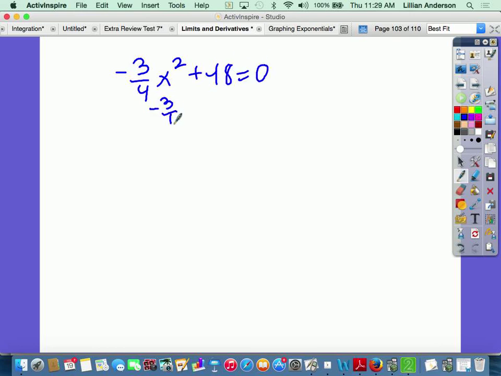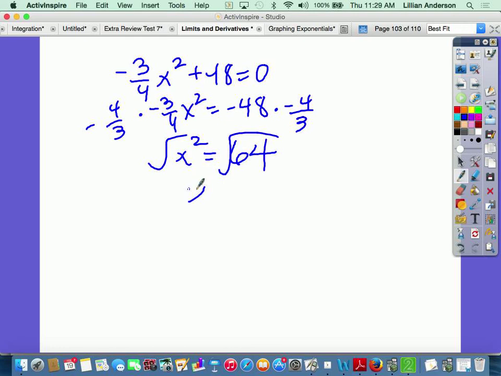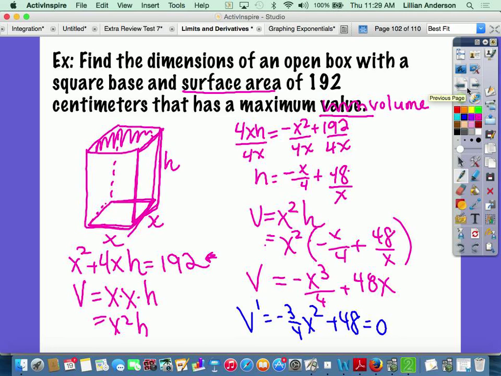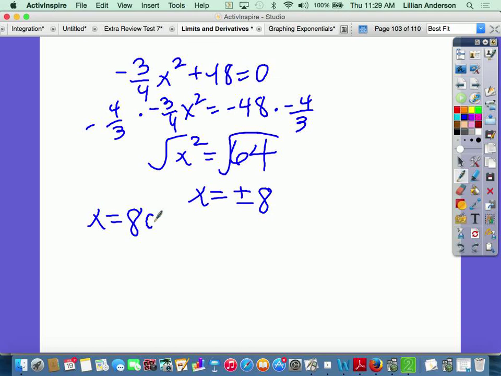So I'm going to subtract 48 to the other side. Okay, I'm going to multiply by a negative 4/3 to basically get rid of my fraction altogether. When I do that, I'm going to get 64. The square root of that is a plus or minus 8. Now, x is supposed to represent a dimension of a box, so I'm only concerned about my positive value. So 8 represents my length and my width, okay? Represents my length and the width of my box.